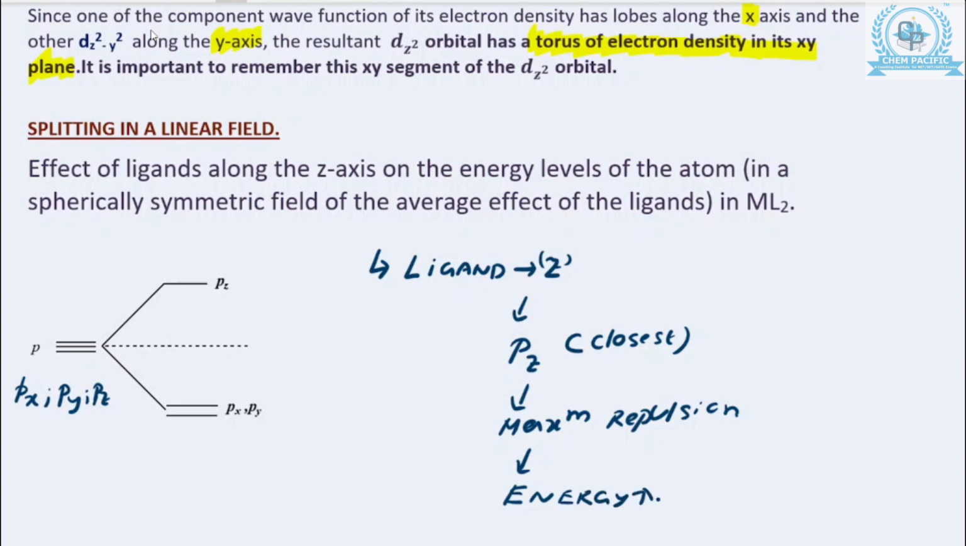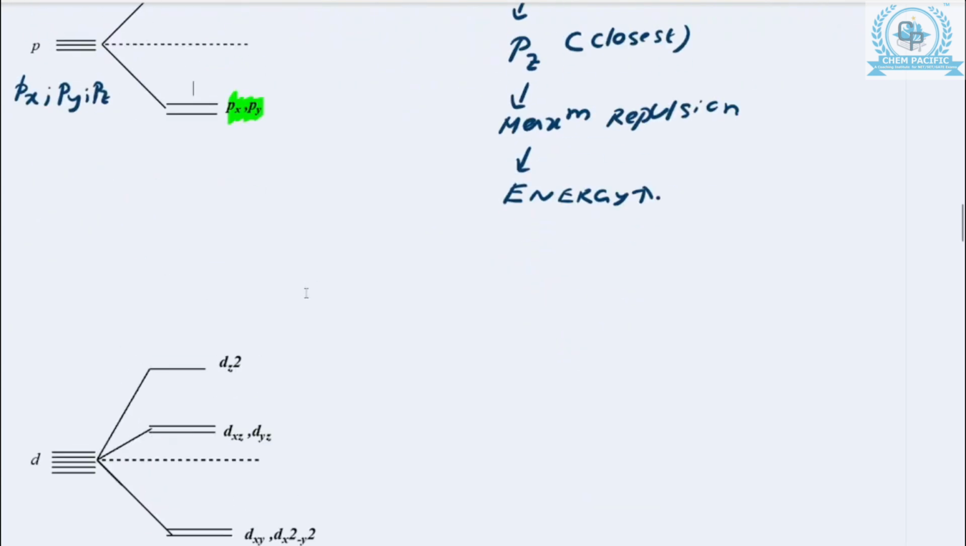ठीक है, बाकी जो दो ऑर्बिटल है, they are 90 degree to the approach of the ligand and they are experiencing least repulsion. इसीलिए pz का एनर्जी सबसे ज्यादा हो जाता है and px and py का एनर्जी कम हो जाता है. एंड ऑल्सो ये दोनों ऑर्बिटल बैरिसेंटर से जितना स्टेबिलाइज्ड हुआ है, ये उतना ही डिस्टेबिलाइज्ड हुआ है. क्लियर? नाउ लेट अस कंसीडर द d orbital.